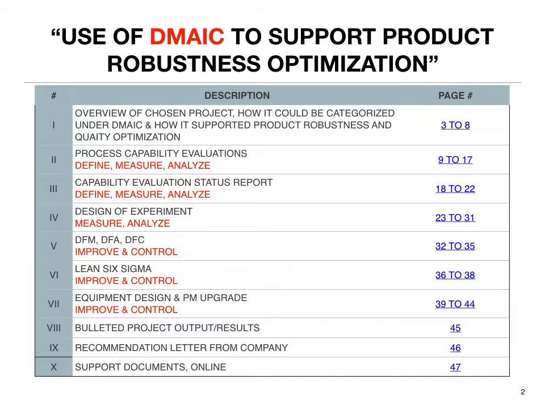The second section is process capability evaluations. The third section is the capability evaluation status report. The fourth section is design of experiment. The fifth section is design for manufacturing, design for assembly, design for cost. The sixth section is Lean Six Sigma. The seventh section is equipment design and PM, project management for preventive maintenance upgrade.